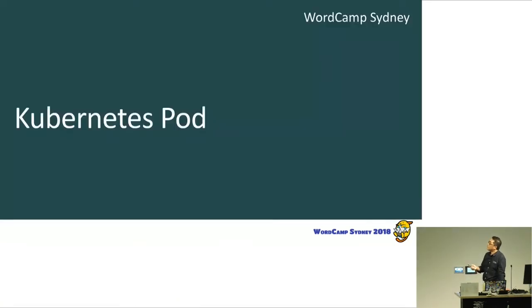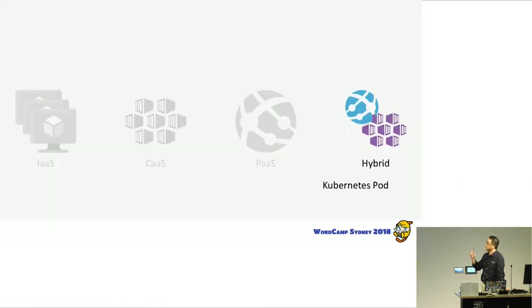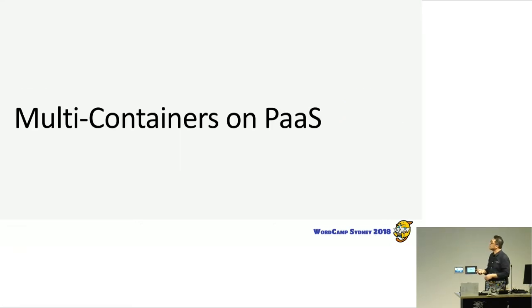Now, there is another type of multiple container scenario. We can use the Kubernetes pod file, right? Unlike Docker Compose, we can also use a Kubernetes pod. So the basic idea is the same as Docker Compose. It uses multi-container support, but the file format is different. That's the only difference.